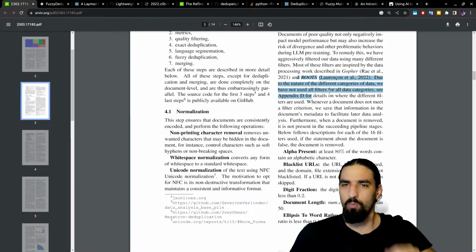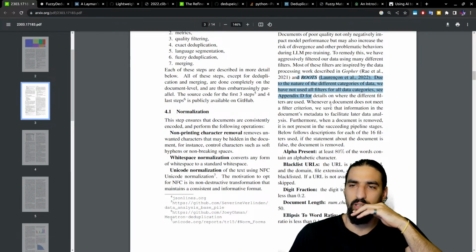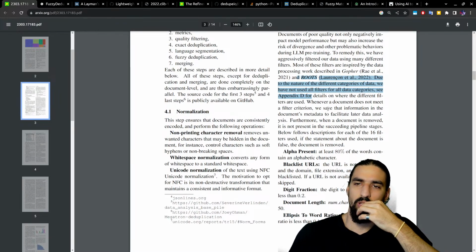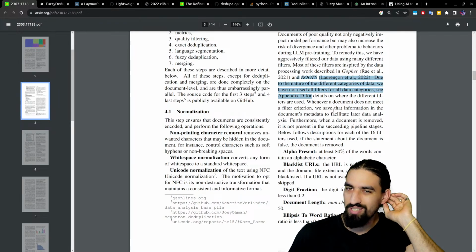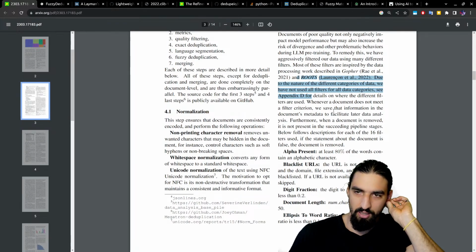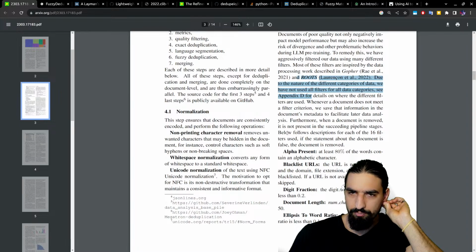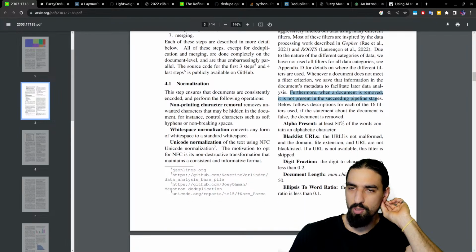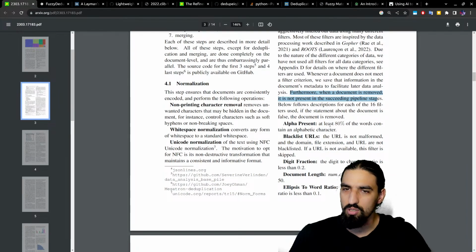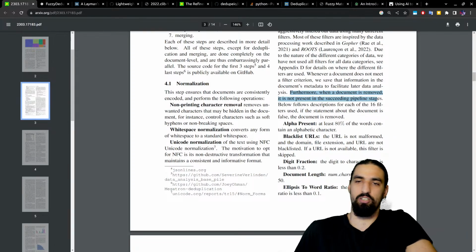And let me see, we have not used all filters for all data categories. Whenever a document does not meet the filter criterion, we save that information in the document's metadata. When a document is removed, it is not present in the succeeding pipeline stages. Below follows a description for each of the 16 filters used. If the statement above the document is false, the document is removed. At least 80% of the words contain an alphabetic character.